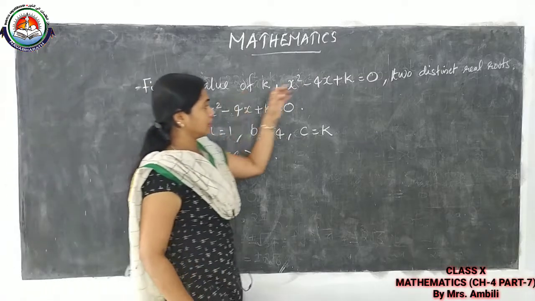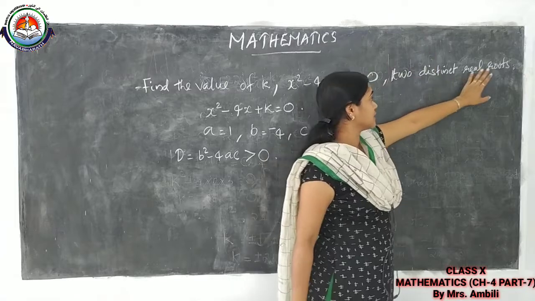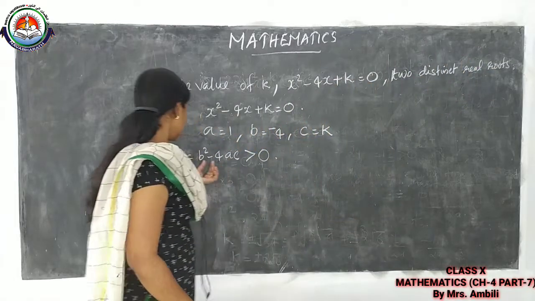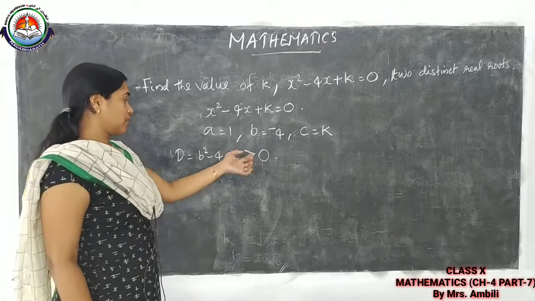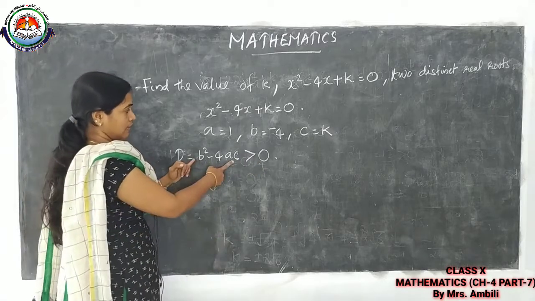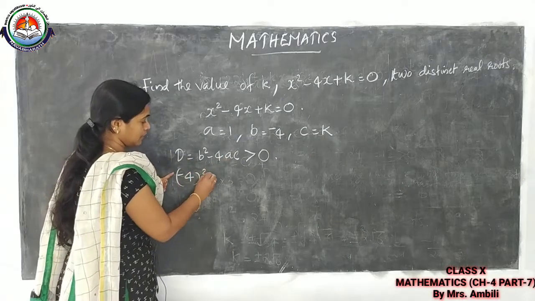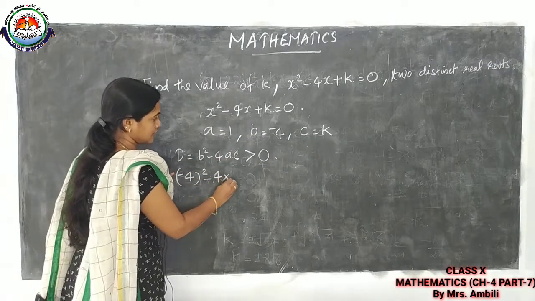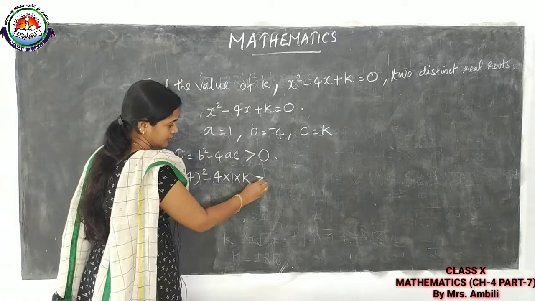It is already given in the question that the equation has two distinct real roots. So we can write b square minus 4ac greater than 0. Then find the value of b square minus 4ac. What is b? b is minus 4. What is a? a is 1. What is c? c is k. So it is greater than 0.